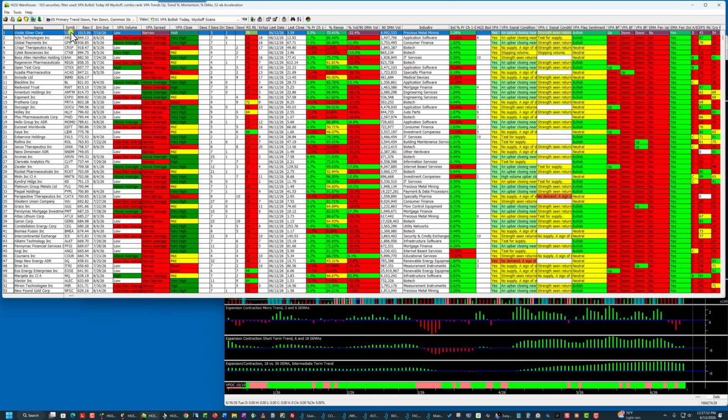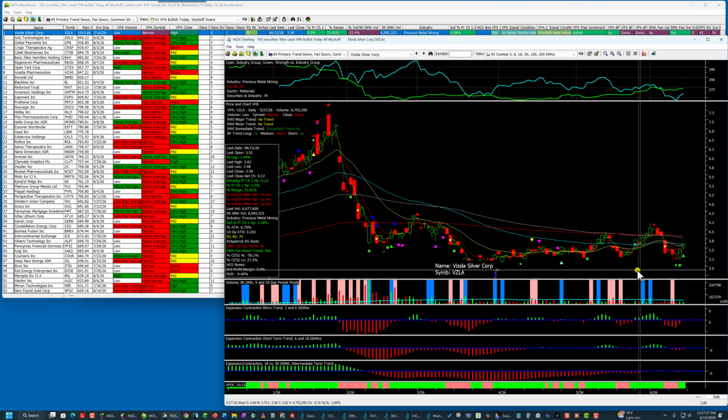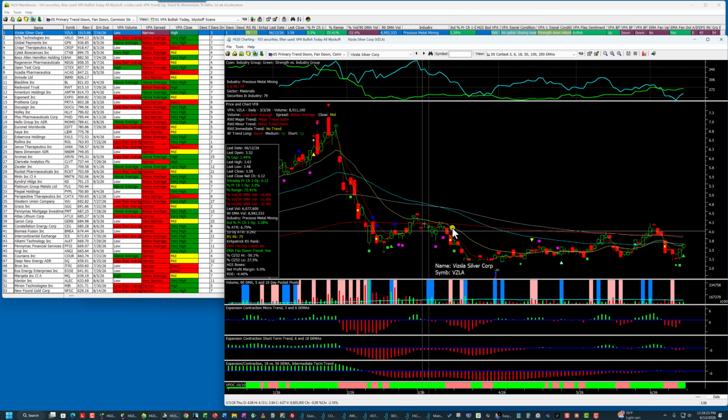Vizsla Silver Corp. I'm not quite sure what's going on, but you can see that looking at the primary trend down, fan down, common stocks that are starting to see some accumulation. This is a stock that's really not going anywhere right now, but you can see signs of accumulation here in several VPA flags. You got overhead resistance here and here, back to here. It may not go anywhere, but if you're a true bottom fisher, you can look at these areas.